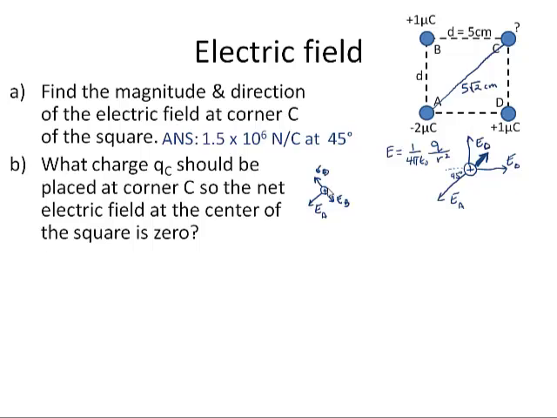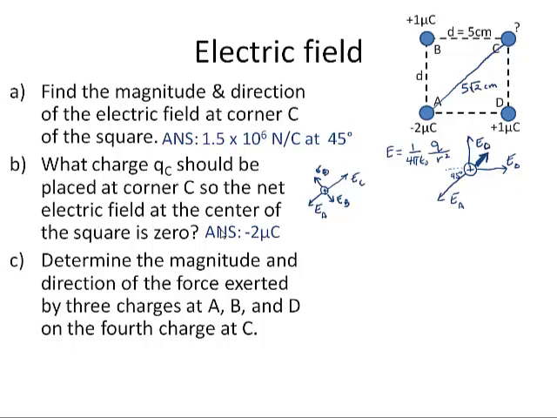Likewise, the electric field due to C is going to have to completely cancel out the electric field due to A. So EC is going to have to equal EA. So just by inspection, we can see that the charge at corner C is going to have to be -2 microcoulombs.